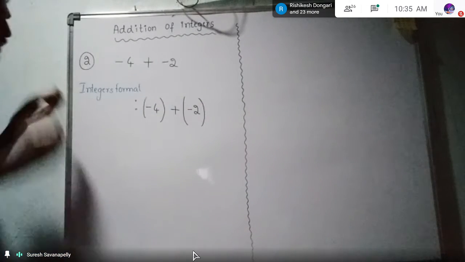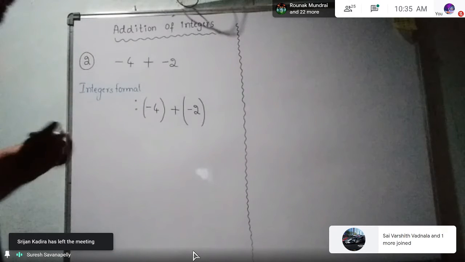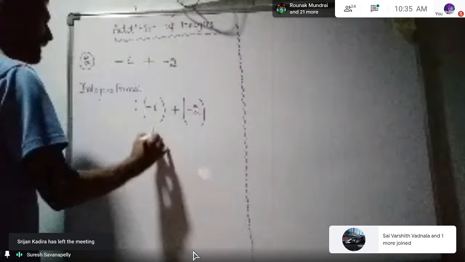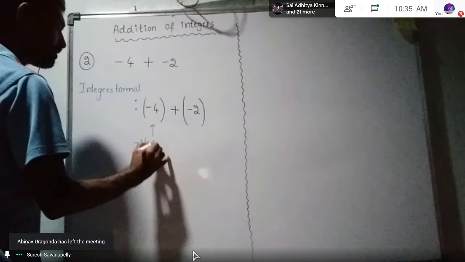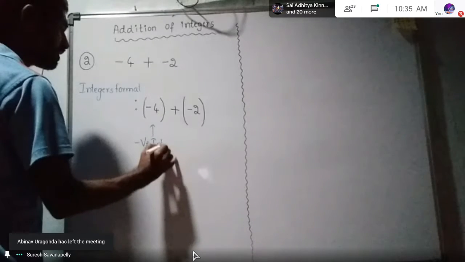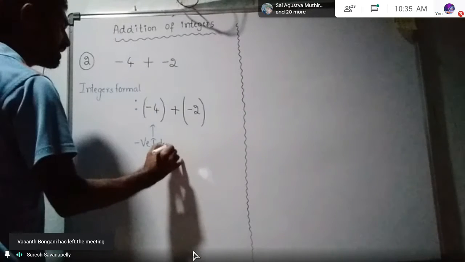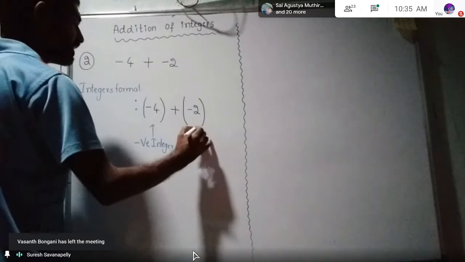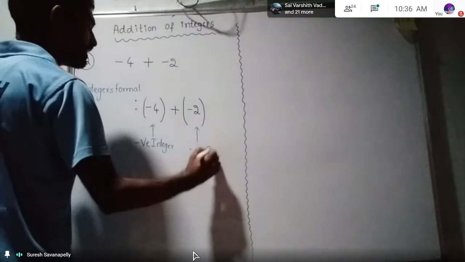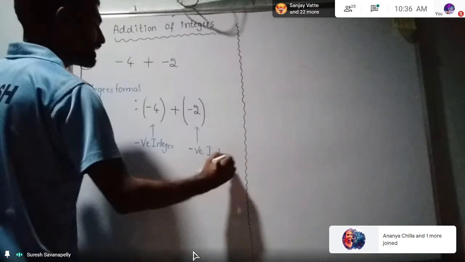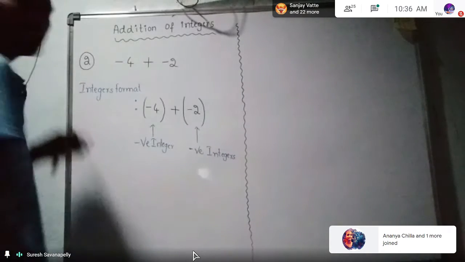So look at the two numbers. What type of number is this? A negative integer. And this is also a negative integer. So a negative integer and a negative integer. How to add two negative integers?